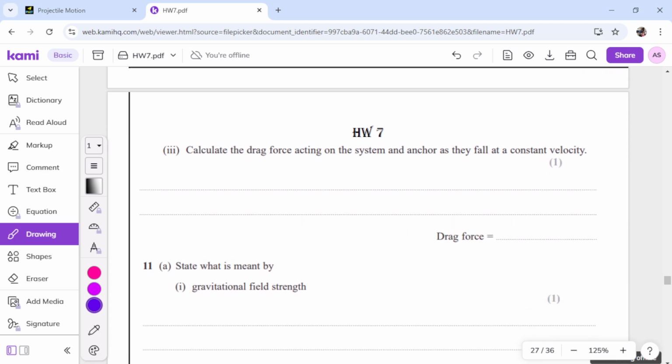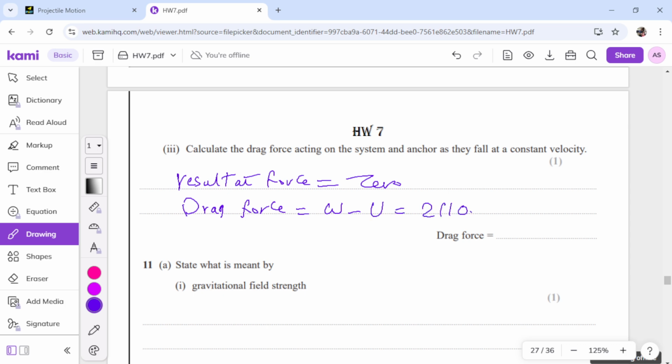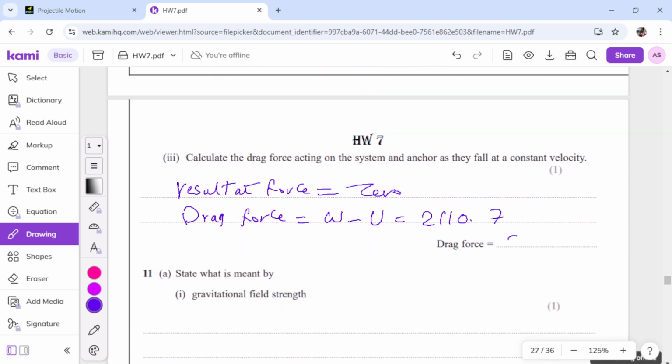calculate the drag force acting on the system and anchor as they fall at a constant velocity. So now we have resultant force must equal 0. So now how can we find the drag force? I will write drag force equals weight minus upthrust. We find it 2110.7. For how many significant figures do we have? I can write it as 2110 Newton.